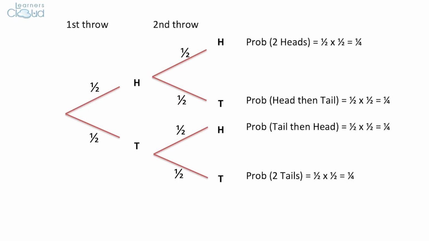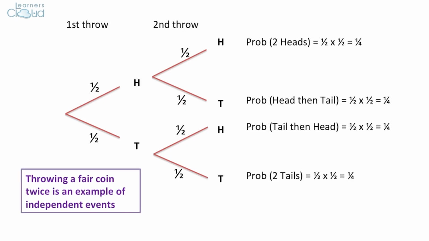Now, all your probabilities at the end of those branches on the tree should add up to 1, which we can see they do in this case. Also, each pair of branches should add together to give you 1. So if you're required to find the missing fraction on a branch, you can always use the fact that each pair of branches must add together to give you 1. You'll notice from this particular experiment that throwing a fair coin twice is an example of independent events.